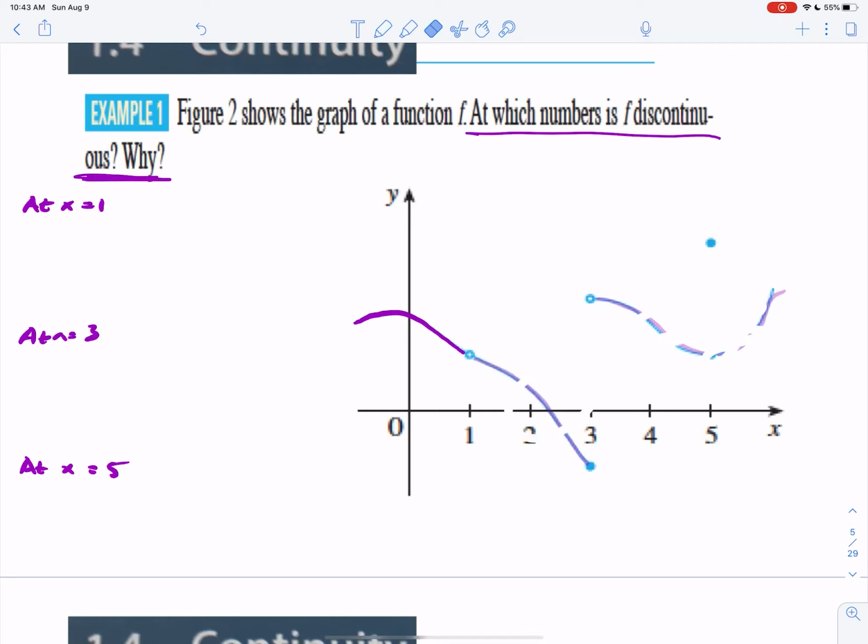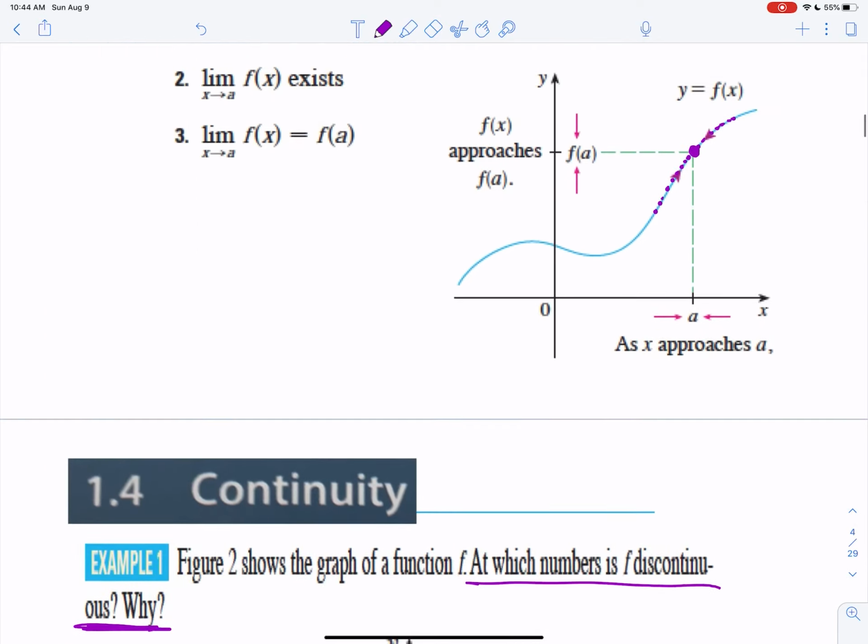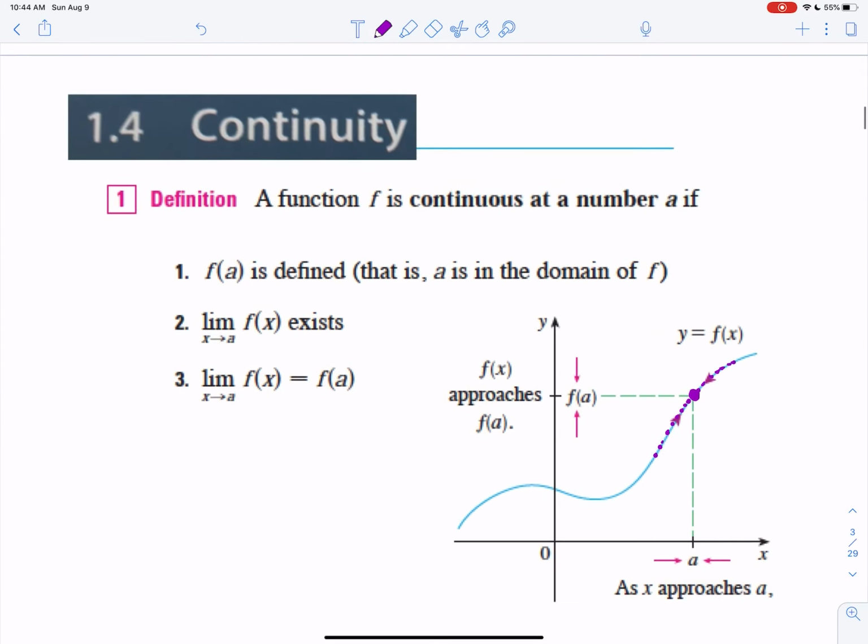So here we go. That's the easy part, right? How you justify it is the important part. Remember, you cannot say it's discontinuous at 1, 3, and 5 because I lifted up my pencil. Okay, that's not a mathematical way of proving or explaining why it's discontinuous. So when a function is discontinuous at a value, that means one of these rules was broken.